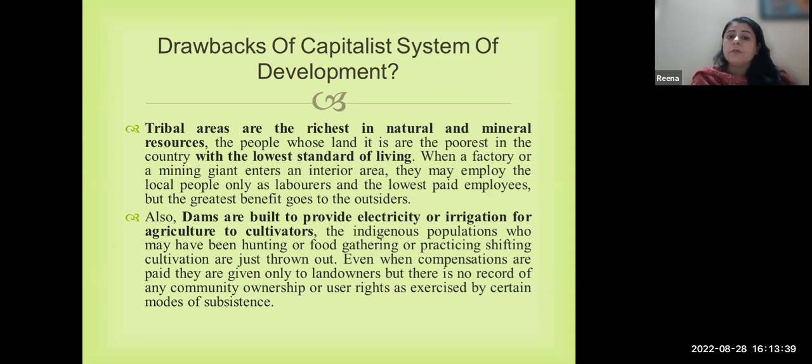So for example, dams were built to provide electricity or irrigation for agriculture, but the indigenous population which had been hunting and gathering food on those project sites were not given enough compensation, even in spite of the Land Acquisition, Rehabilitation, and Resettlement Act. The LARR Act is there for ensuring that social impacts of any large project which involves displacement and rehabilitation of people inhabiting that local area are considered under LARR.